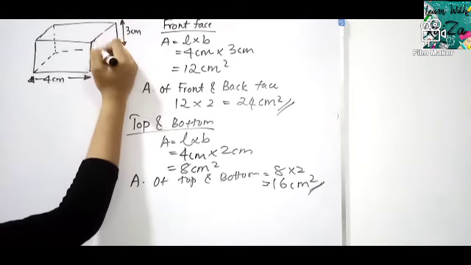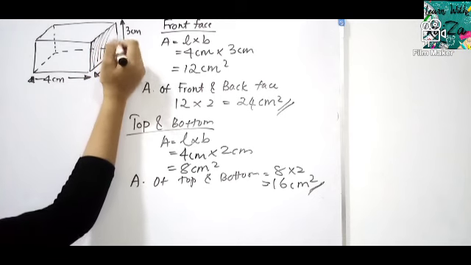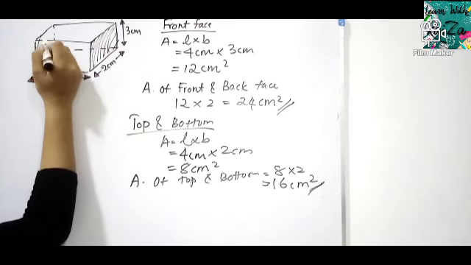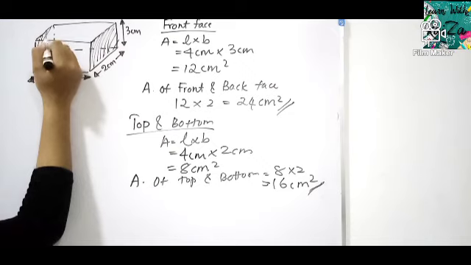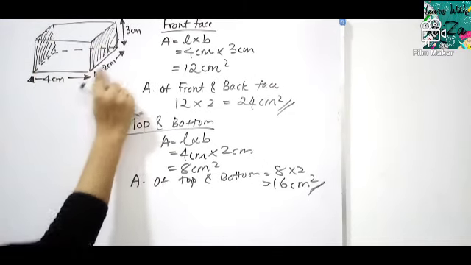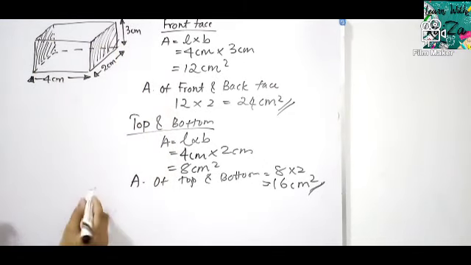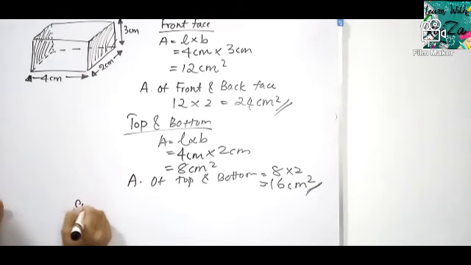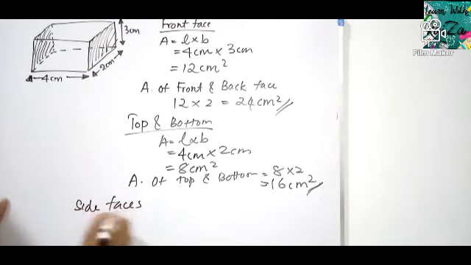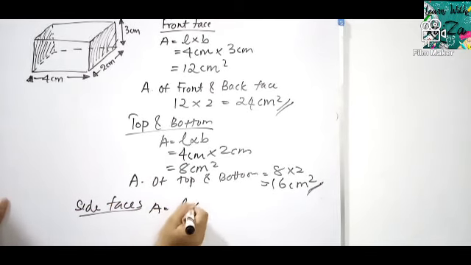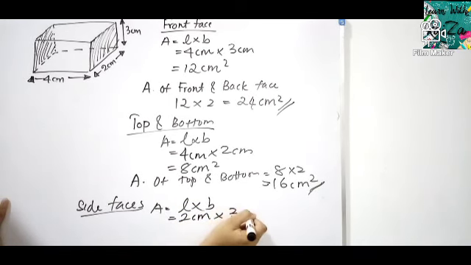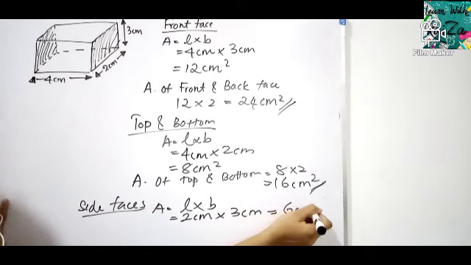Yeah, this is the side face. I'll just share and show you. This is the side face, this face and this face. So you see, length is 2, breadth is 3. So for the side faces, what is the area? Area equals length into breadth. 2 centimeter multiplied by 3 centimeter equals 6 square centimeters.